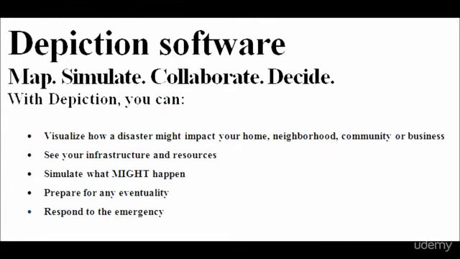This is Depiction. It is a map, simulate, collaborate, decide type of software. It helps you look at options that are available to you. You can see the resources that are around you, look at the infrastructure. It comes with built-in information so that all this stuff is available to you. You can simply plot it out for your geographical area and start your preparations by knowing what resources are available.